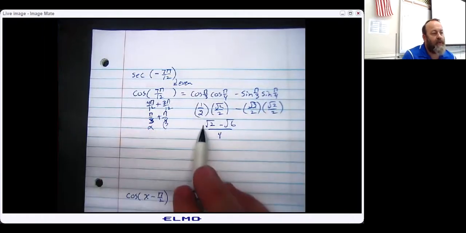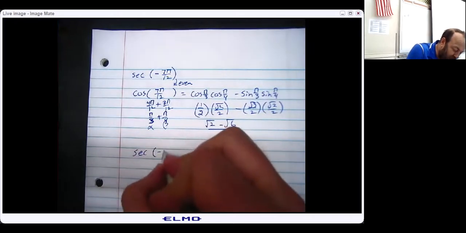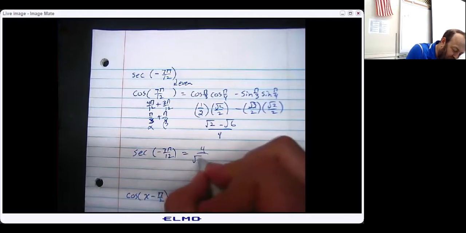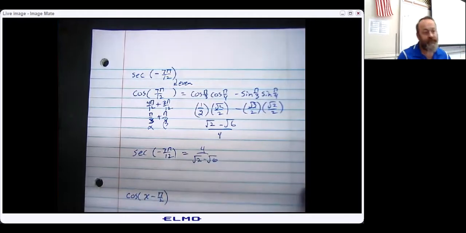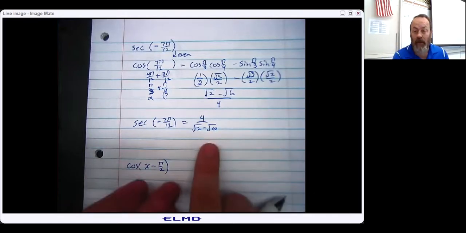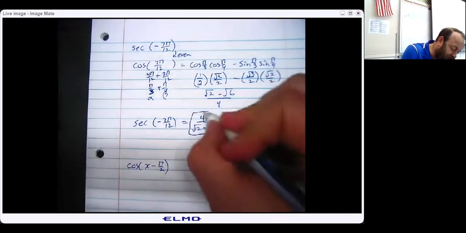But that was the answer to the wrong question. That was the answer to the cosine, and I wanted the secant. So the secant of the original problem was actually this value right here. Now, just like in the tangent, I did tell you you could stop here. It's okay. You're all right. This is a good answer.